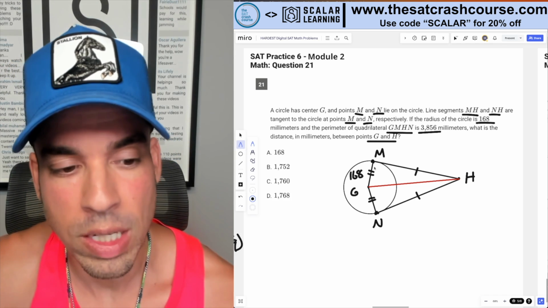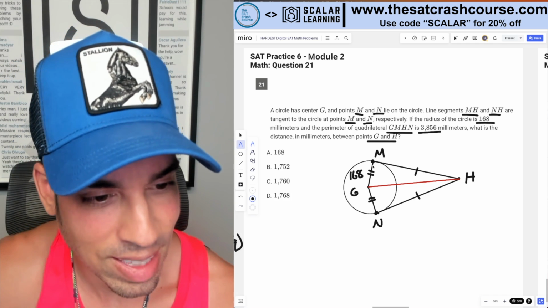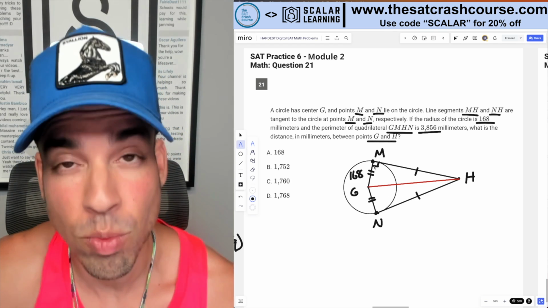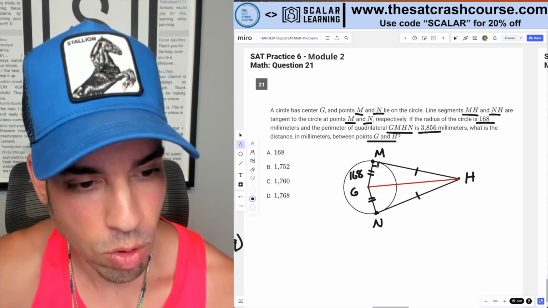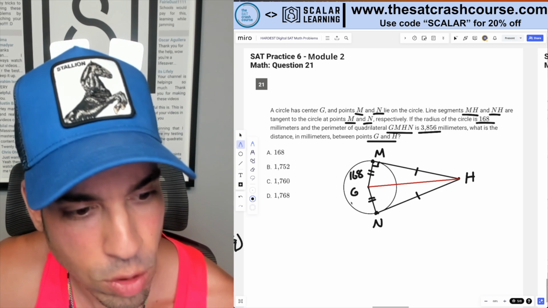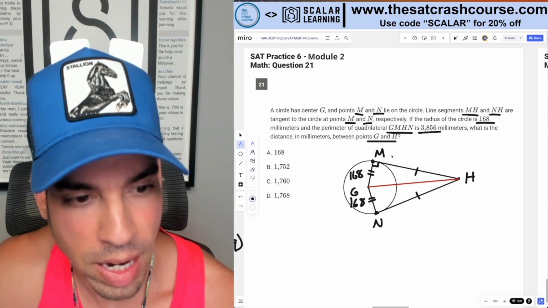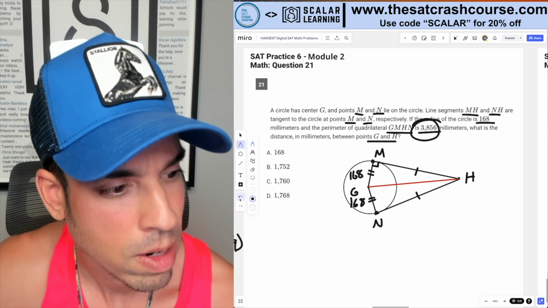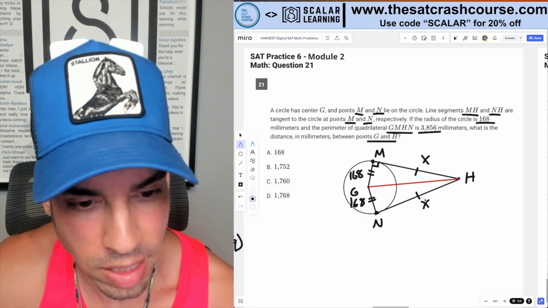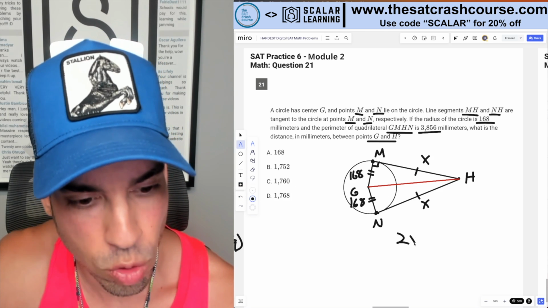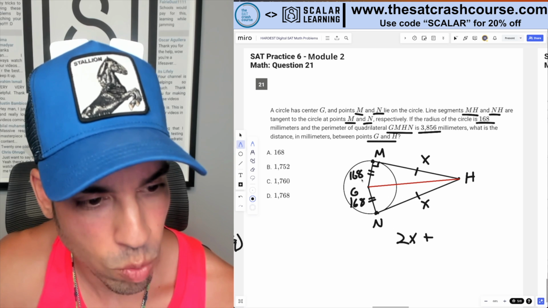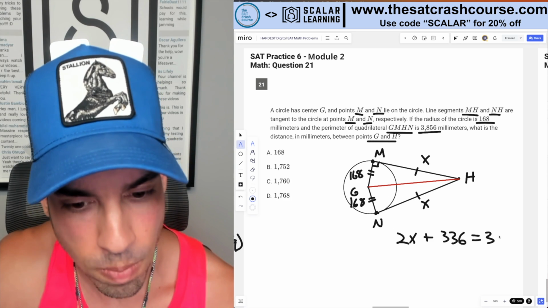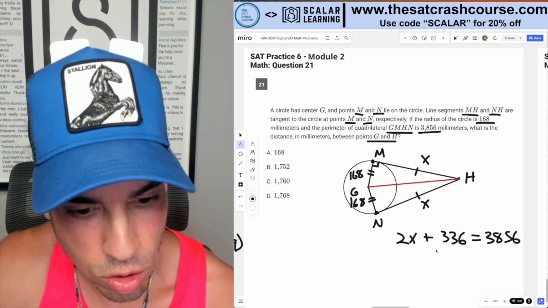One other thing though that you gotta recognize is that this is a right angle. The reason is because when a tangent touches a radius of a circle, it forms a 90-degree angle. Now since that's 168 and this is 168, we can calculate MH by using this perimeter. If I call this X and this X because they're both the same, that means X plus X plus 168 plus 168, which is 336, must equal that perimeter. So now we can solve for X.